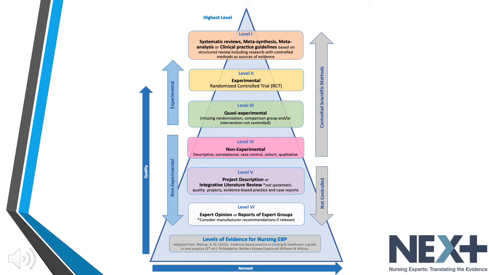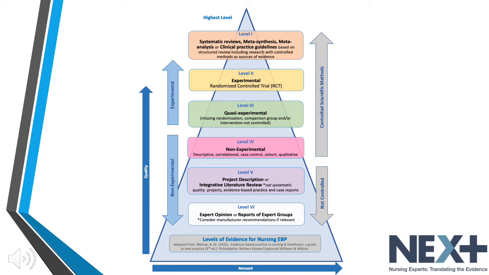While reviews are at the top of the pyramid, that evidence is only as strong as the studies included. Experimental studies have more control than non-experimental, and a randomized controlled trial is the gold standard design for determining the effectiveness because it maximizes the amount of control an investigator has to reduce error.